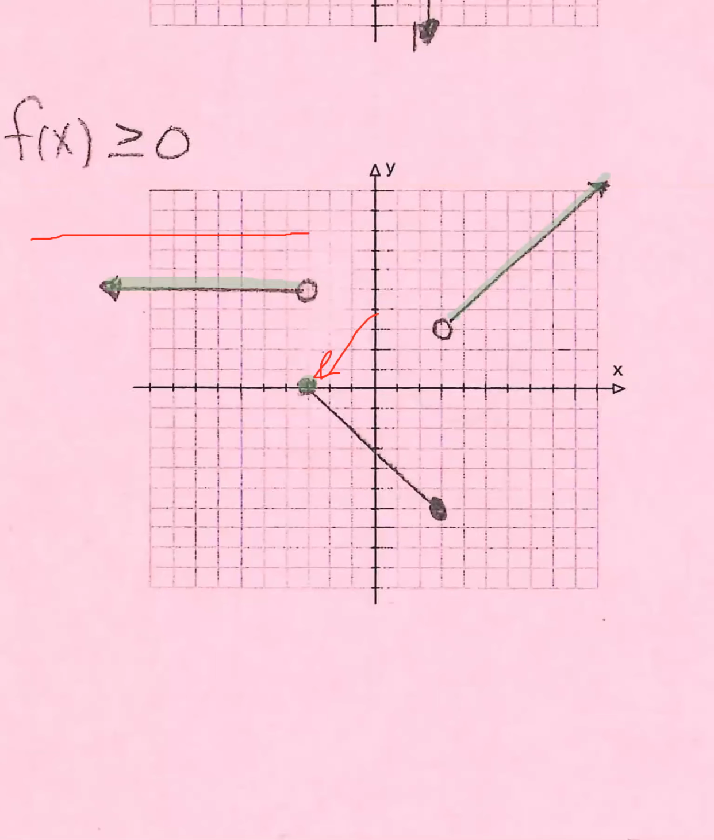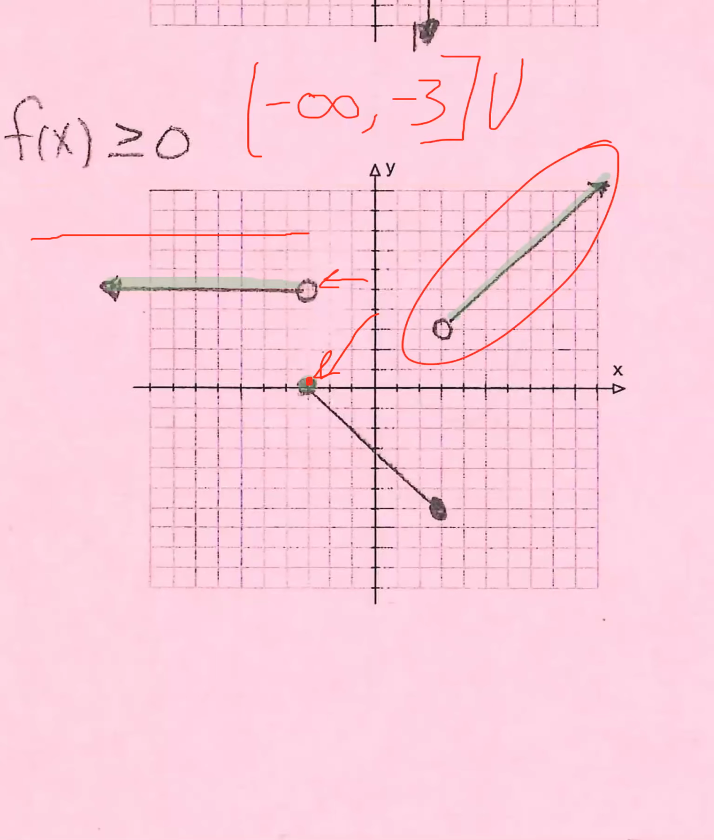So that's going to look like this: all the way from negative infinity, all the way up until -3, closed bracket, because -3 is included in my answer. Even though there's a hole there, it doesn't matter because it's filled in down here. So I do have an answer for -3, and it is greater than or equal to 0. And then I need to represent this branch over here.